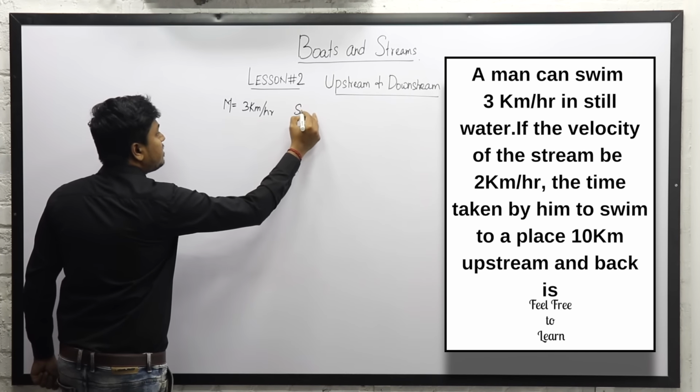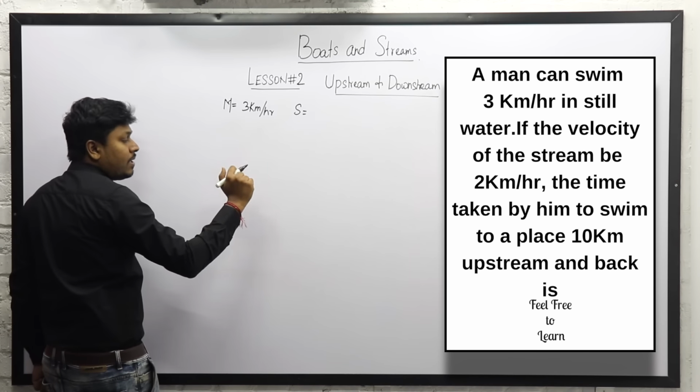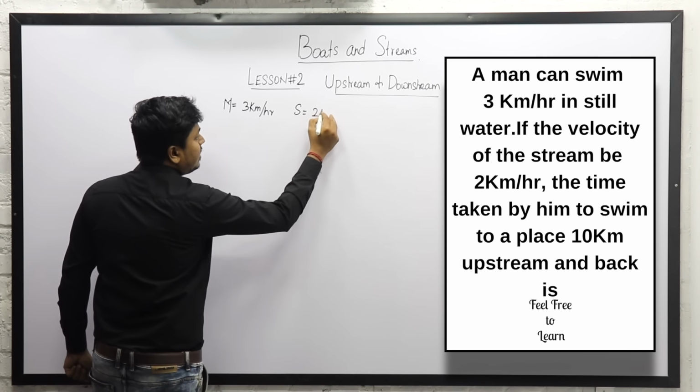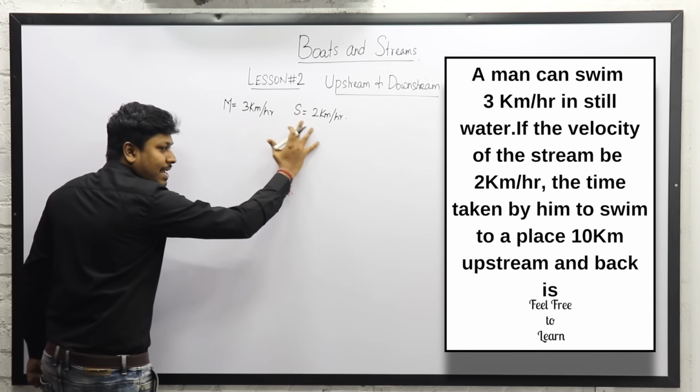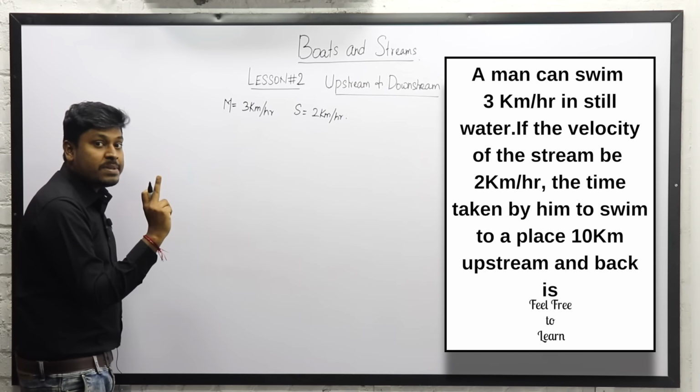Similarly, what is the stream speed? Velocity, which is called speed. The stream speed is also given, that is 2 km per hour. So by using both these data, we can find the upstream speed.